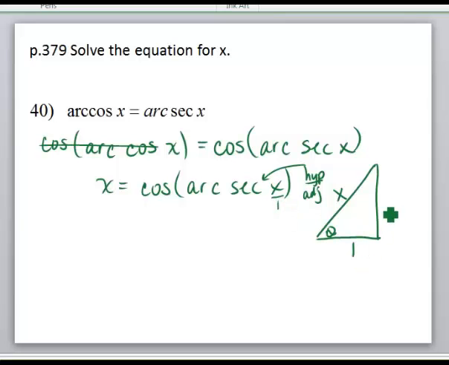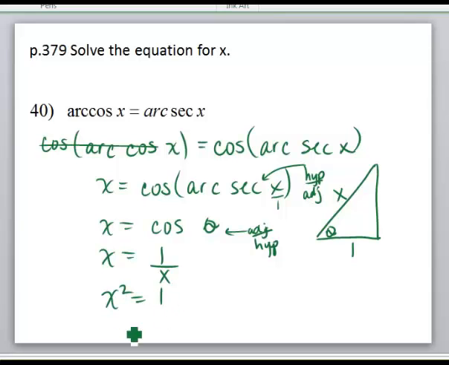That will allow me to then be able to change my cosine. So I really have cosine of theta. Cosine of theta is adjacent over hypotenuse. So when I look at this picture, my adjacent side is 1, my hypotenuse is x. So I just need to solve for x. So I'll cross multiply, so I get x squared equals 1. Square root both sides, I get plus or minus 1.